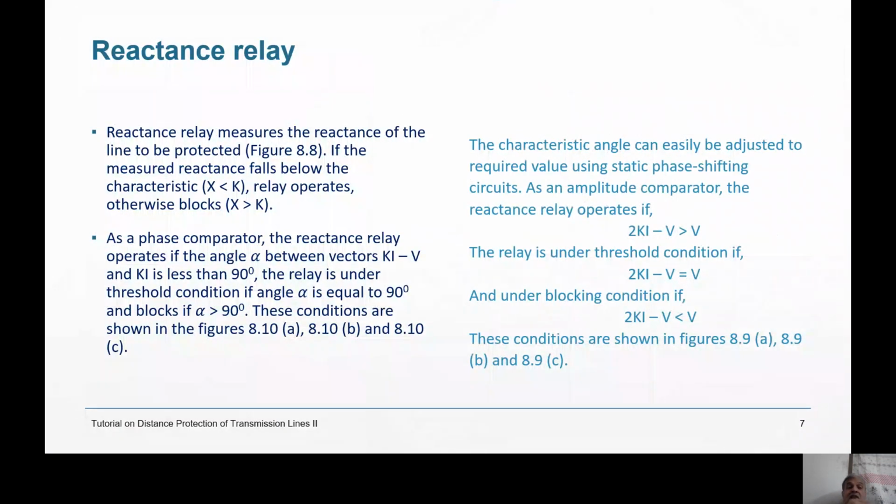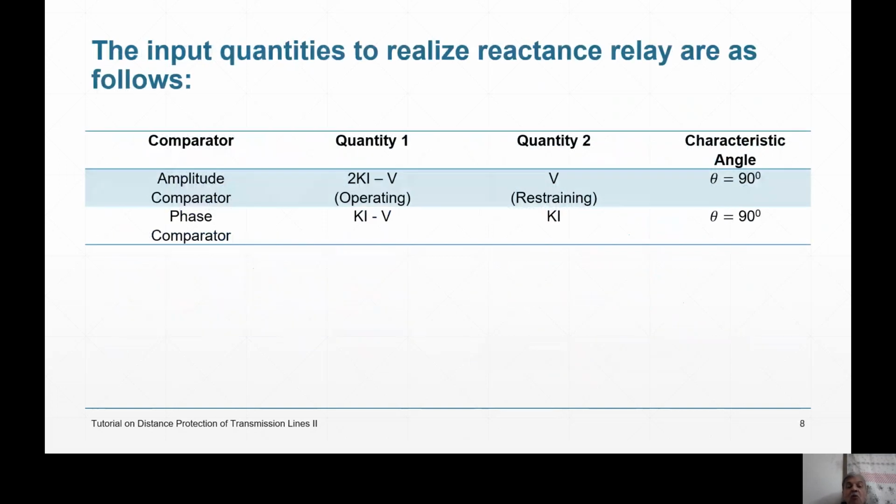Then another kind of characteristic is the reactance relay, not impedance. A reactance relay is a relay which measures the reactance of the line to be protected. It does not see resistance at all. It measures only the reactance of the line to be protected. And if that measured reactance is less than the set reactance K, then the relay operates. If the measured reactance is more than K, the relay blocks.